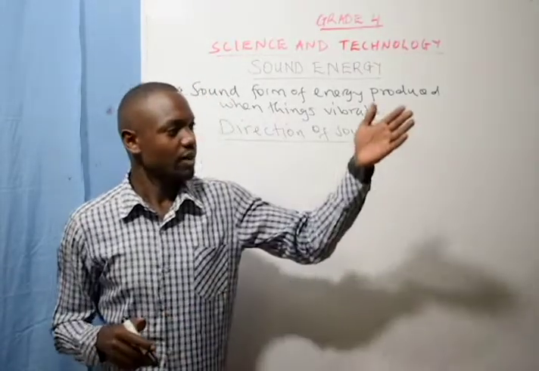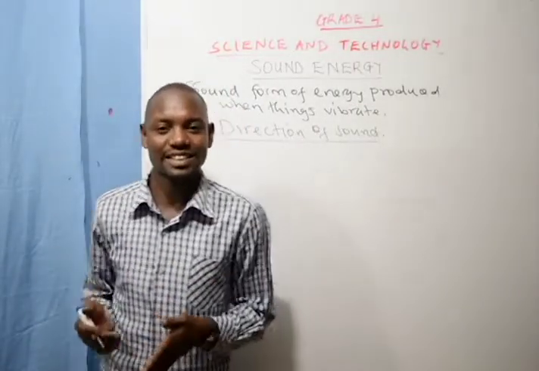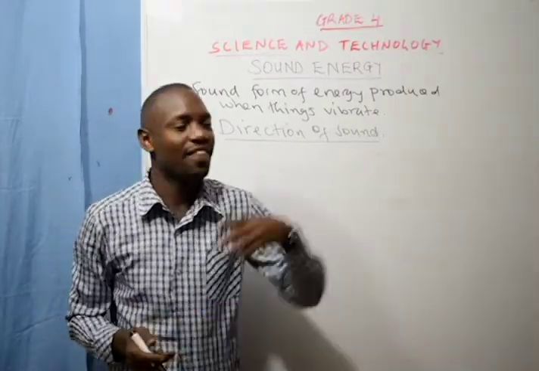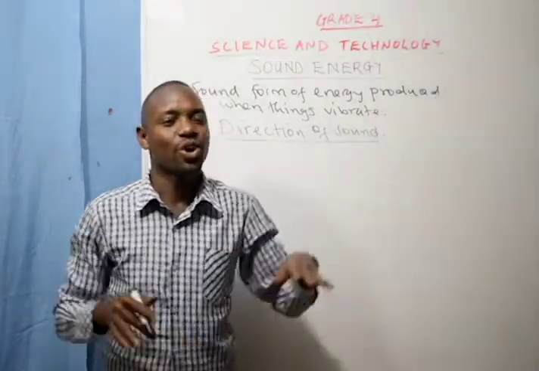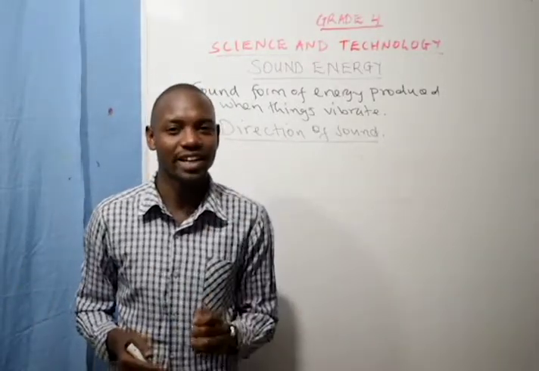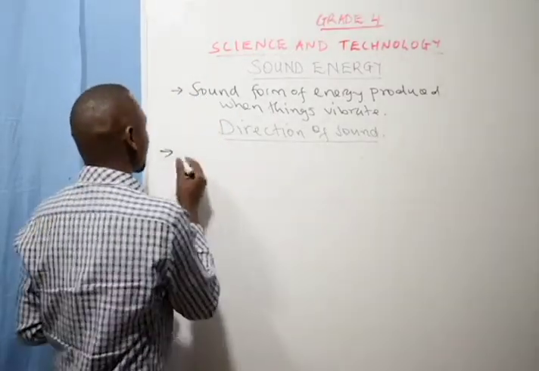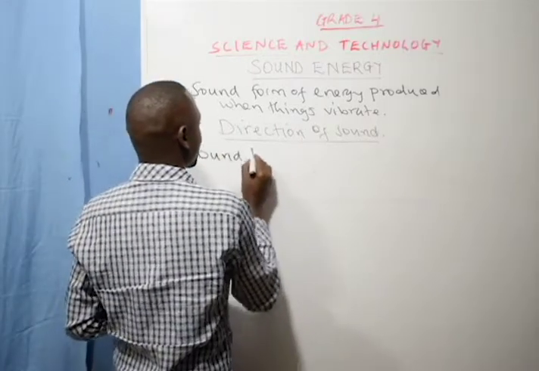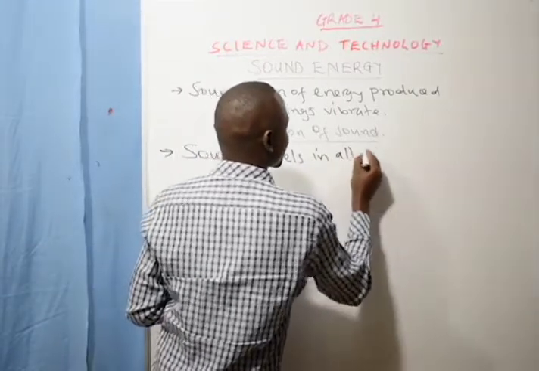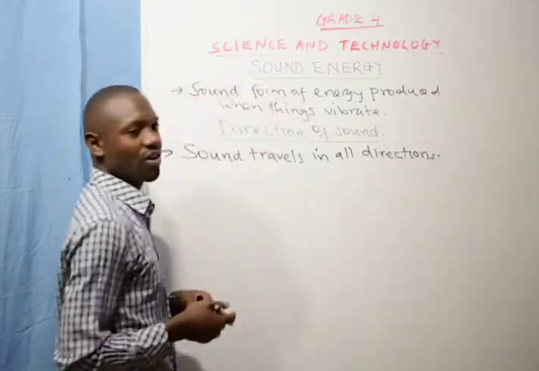So maybe the bell is rung from class 5 or class 6, and people are in the playground playing. Others are behind the classes. Everybody within that school compound is going to hear that bell ring. This shows that sound travels in all directions.